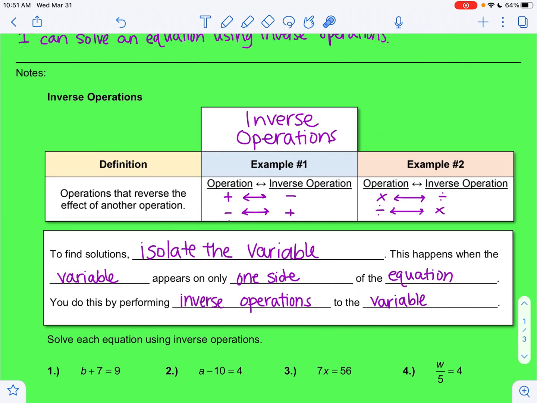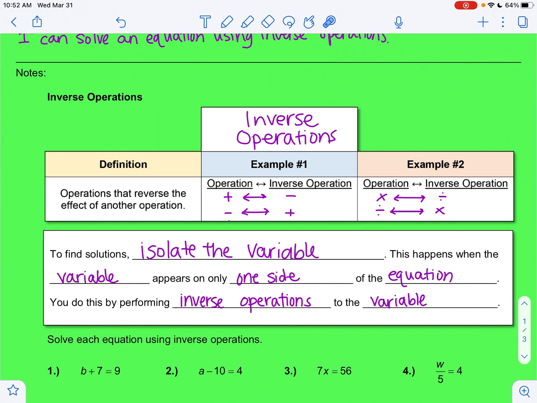Alright, so I have a bunch of words for you to fill out in our white box. To find solutions, we isolate the variable. We get the variable by itself. This happens when the variable appears on only one side of the equation. You do this by performing inverse operations to the variable. So I'm sure that didn't make a whole lot of sense right now. Don't worry, we'll go through many problems where it will start to make sense for you.